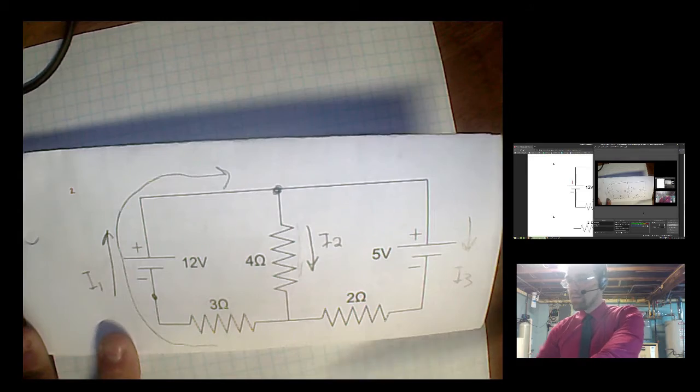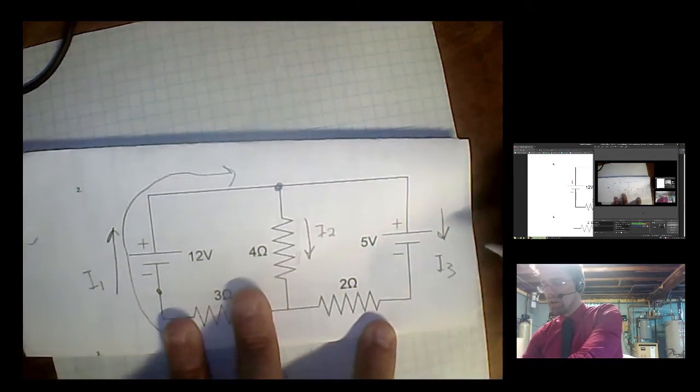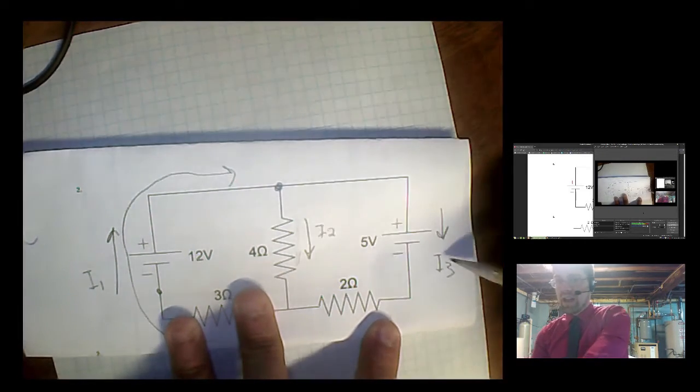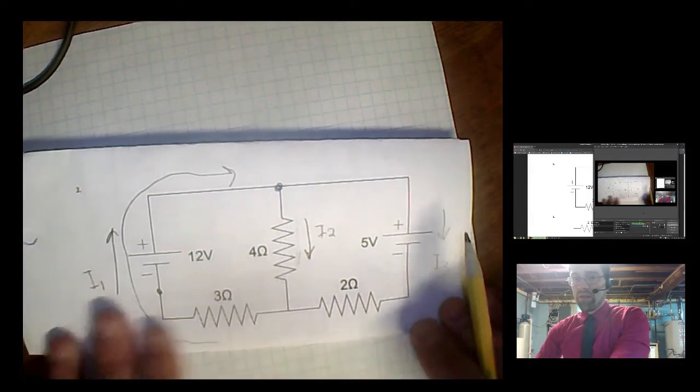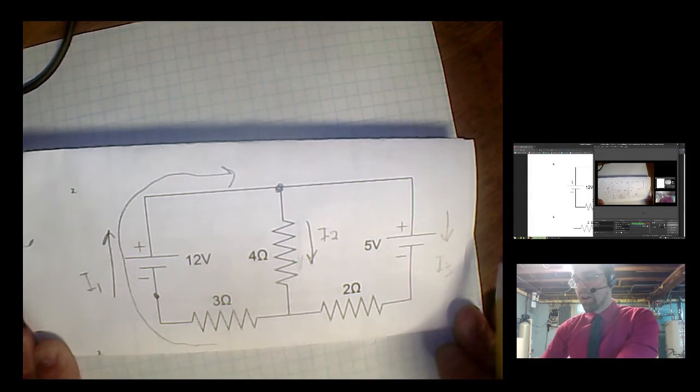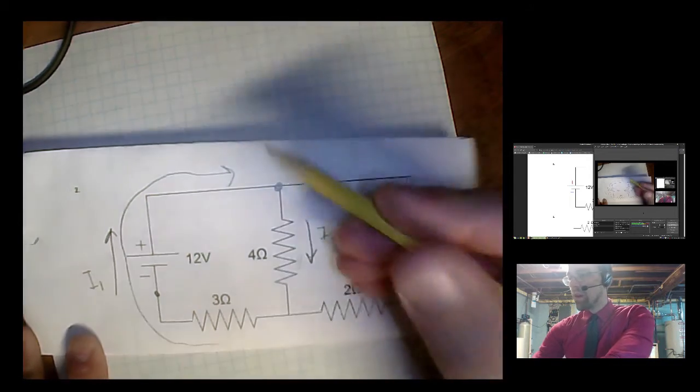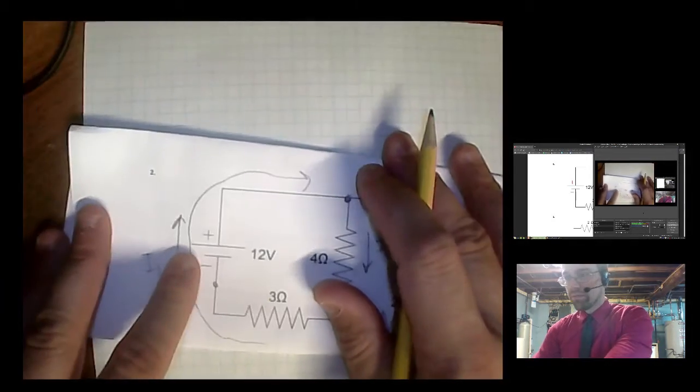Again, it doesn't matter what we assume. If it turned out current was flowing this way, we'll just get a negative value for I3. I'm about to start my loops here. These are the currents I'm using. I'm going to start with a junction rule here.